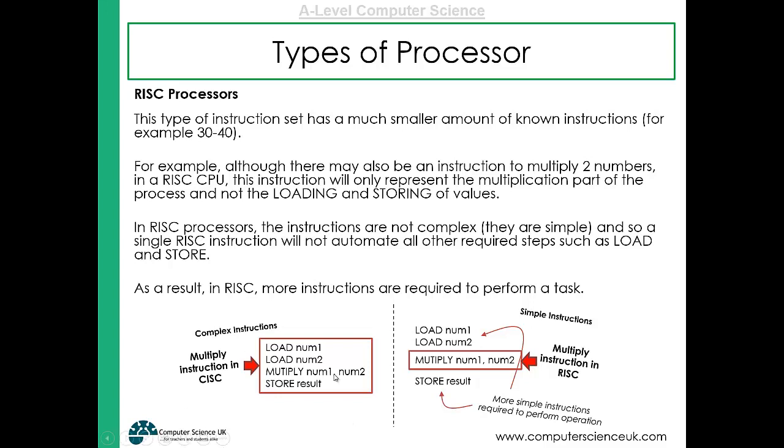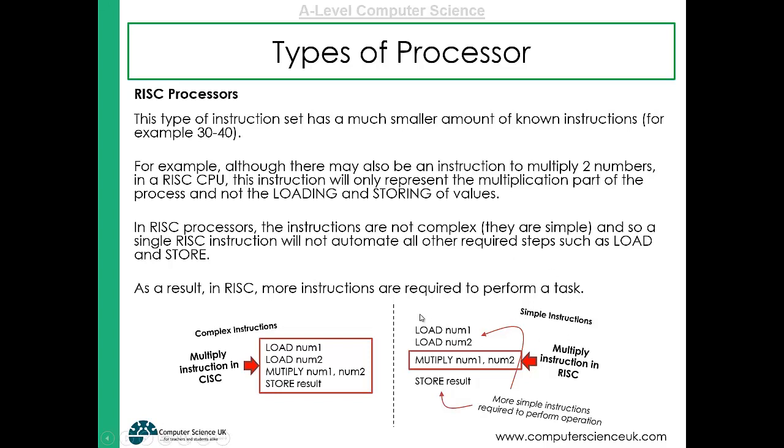Here on the left hand side, you can see how in that red box, that represents the multiply instruction, whereby load and store are all part of that instruction in the complex instruction set. Whereas with the RISC processor, you can see that the instruction to multiply is given in this red box, and that is just a single simple instruction. It doesn't come bundled with having to load numbers or store the result. So more simple instructions are required to perform the operation.